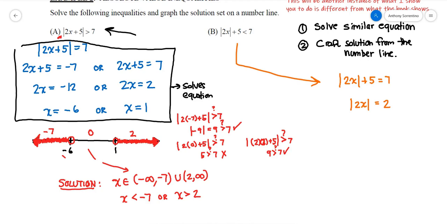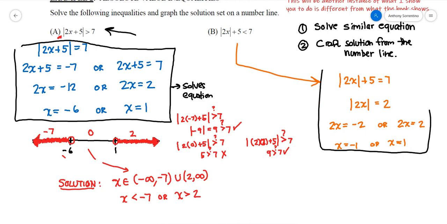So now I'm ready to separate this into 2 separate equations. That means that 2x would have to equal -2, or 2x would have to equal +2. And solving this by dividing both sides of both equations by 2, I would get that x equals -1 or x equals 1. So I got my solutions to the equation. Again, I have an inequality. I have to account for that.